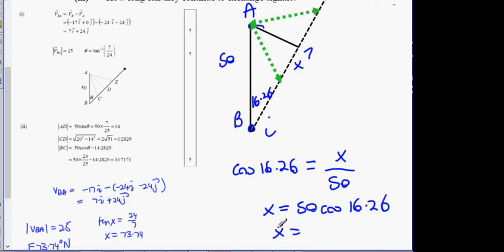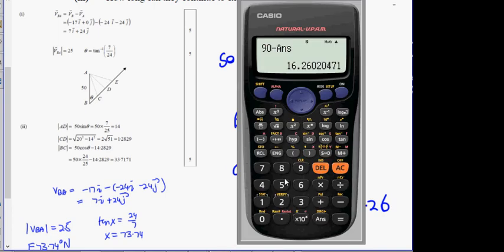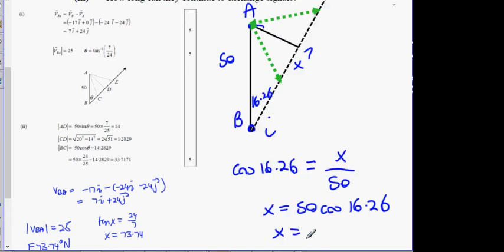Anybody know? On the dot, is it? Pretty much. Just give me a look at it. 16.26. Just want to make sure I don't do any round up. Sorry for doubting you. 48 exactly. So, guys, 48 is the full distance across, isn't it?